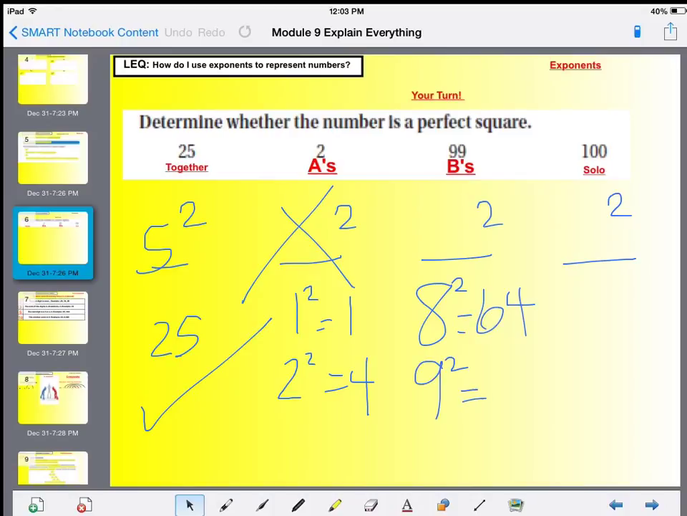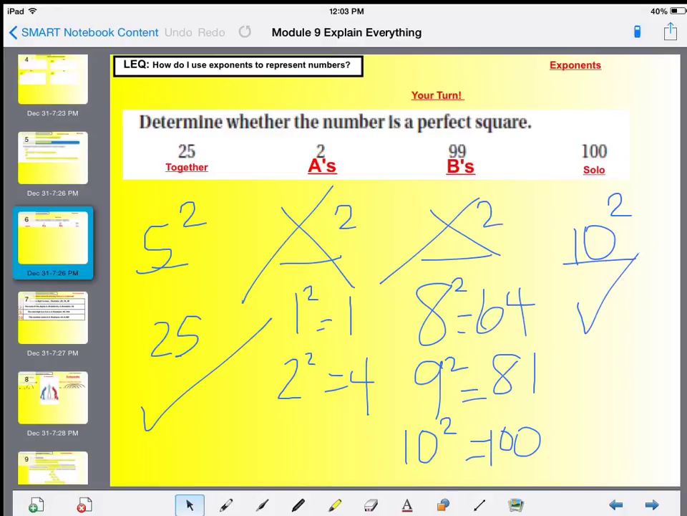9 squared is 9 times 9, which is 81. 10 squared is 10 times 10, which is 100. So 99 is not a perfect square. And we pretty much answered this next one. 10 squared is 10 times 10, which is 100, and so 100 is a perfect square.